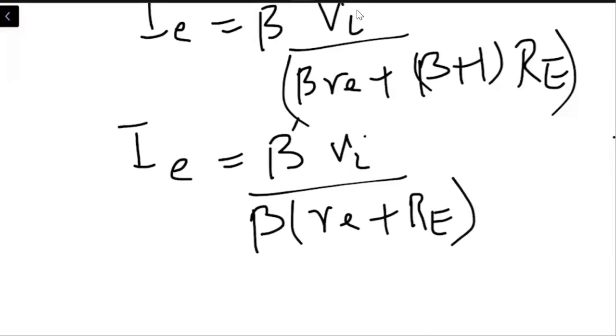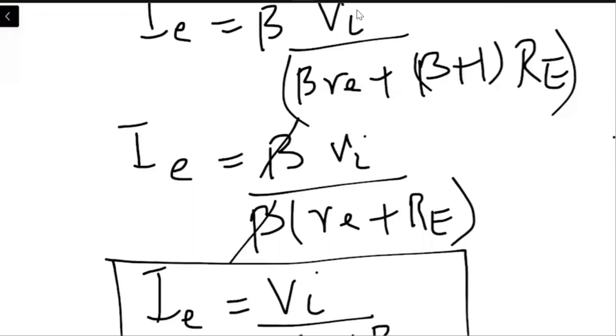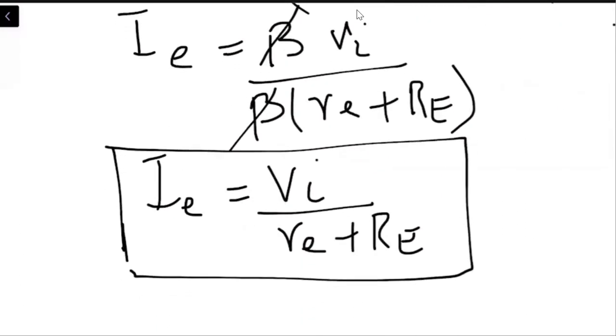Or we can say beta can be cancelled out from beta. So what is left with us? IE is equal to VI divided by re plus RE. Are you with me? We are left with this thing, right?